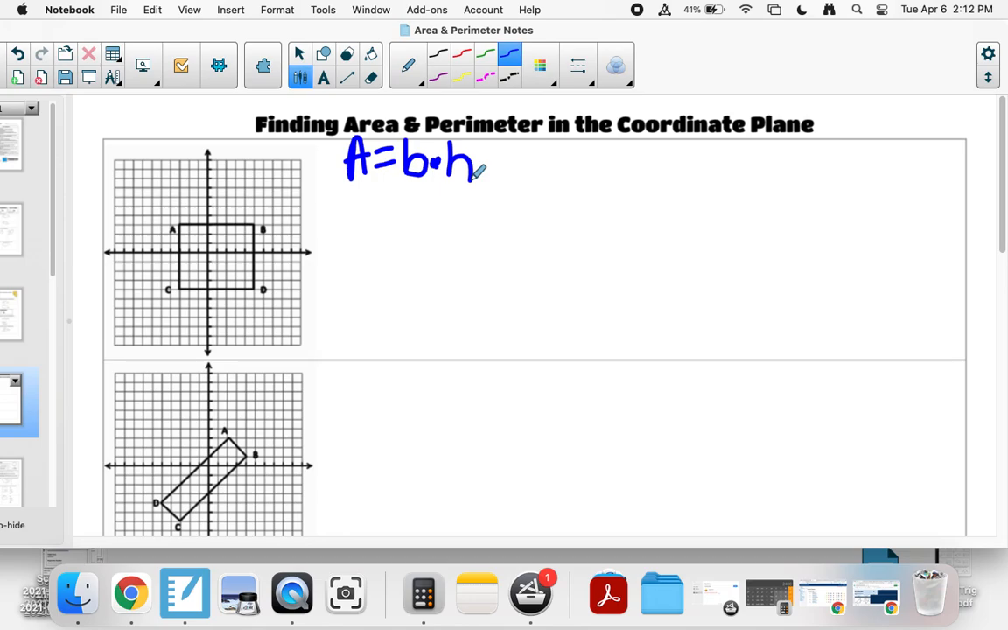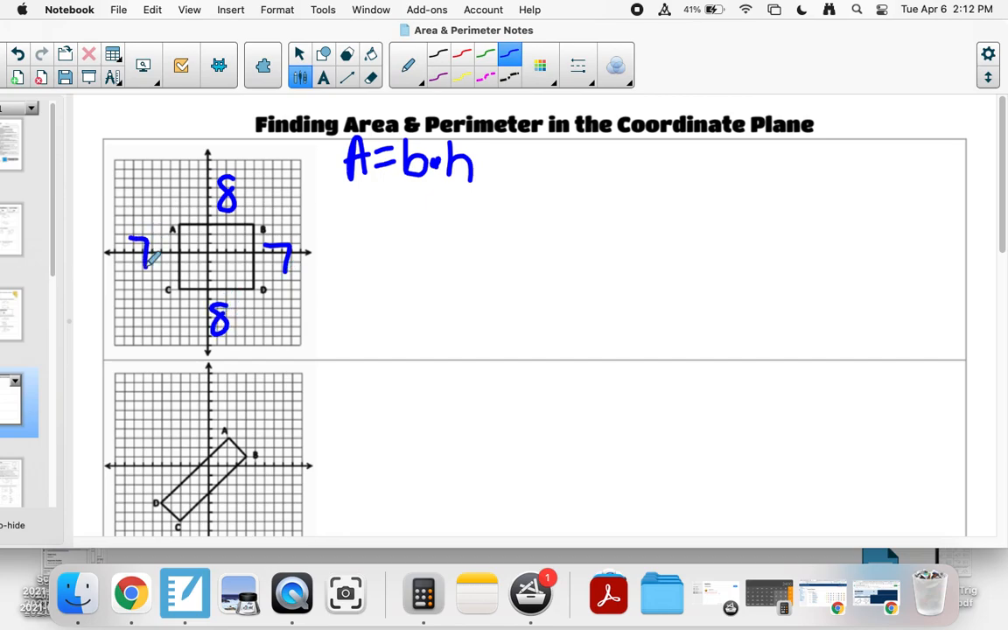1, 2, 3, 4, 5, 6, 7, 8. AB is 8 long. Okay, ready? You count to figure out what the height is. 7. I got 7 too. Like I said, it doesn't matter what base or height is. Question though, what's CD? How big is CD? 8, right? How big is AC?